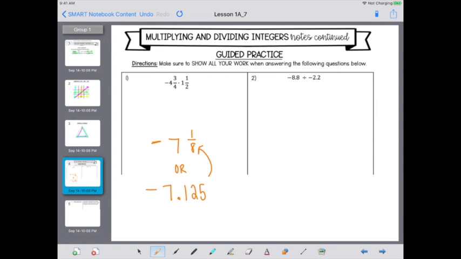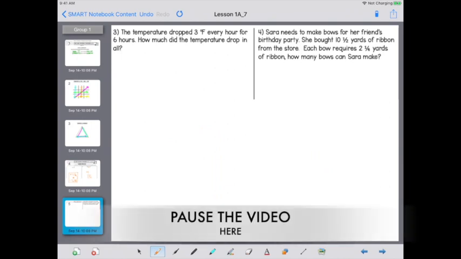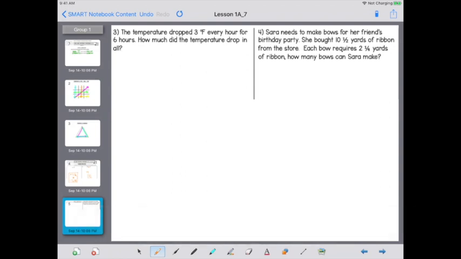For number 2, we have division. Now negative divided by a negative, and it's going to be positive. And if you use your calculator, 8.8 divided by 2.2 is going to be 4. You do not need the positive symbol. The number 4 will do just fine. Let's try number 3 and 4 on your own. Pause the video and we'll be back to go over the answer.